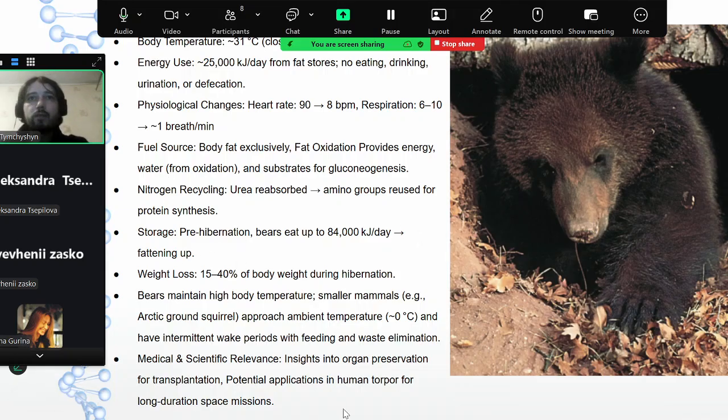There are some more interesting notes here, so you may look at them later, but that's a really interesting process, and we are pretty interested in this sort of hibernation because it has some medical and scientific relevance, because the insights may help us preserve, let's say, organs for transplantations, or maybe they will have some applications in human torpor for, let's say, long duration space missions. So why not? Send someone to Mars and let him sleep for 3 months, and then he wakes up and he's where he should be.